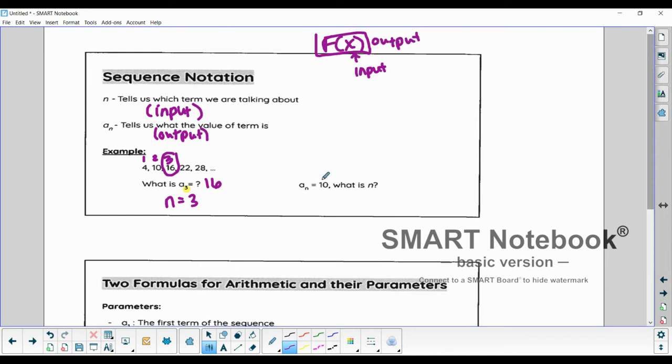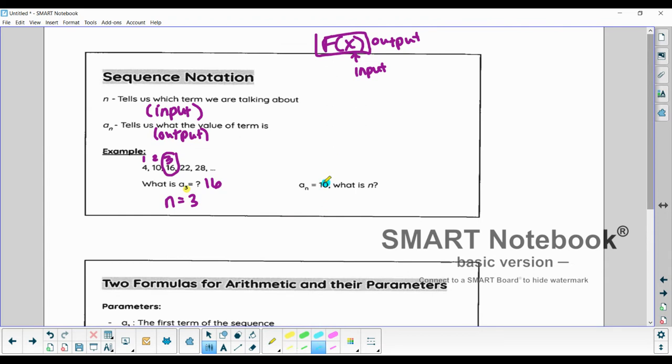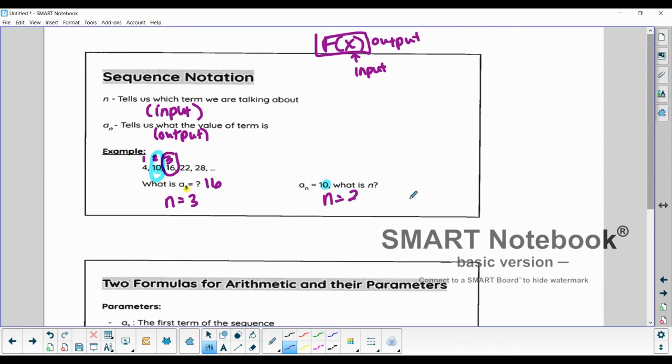Here they're saying A sub n is 10. What is n? So in the list, where do we see 10? 10 is the second number in the list. So for this one, n is 2. A sub 5 would be 28. This says the fifth number in the list is 28. So the fifth number is 28.